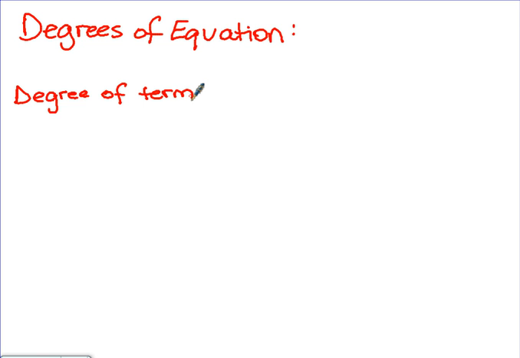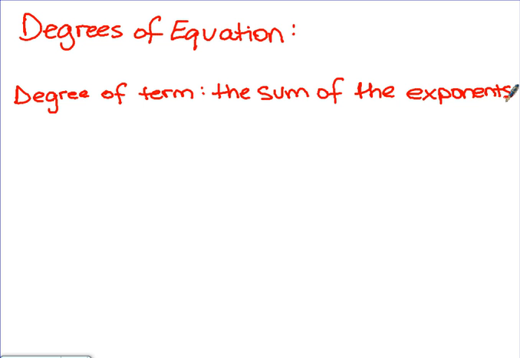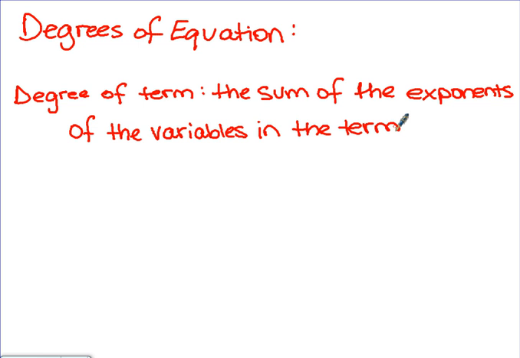All right, the degree of a term is this. It is the sum of all of the exponents of the variables in the term. All right, so we take all of the variables, we add all of the exponents. Doesn't matter if the variables are alike or unlike, but we add all of the exponents, and the sum of those exponents is the degree of the term.